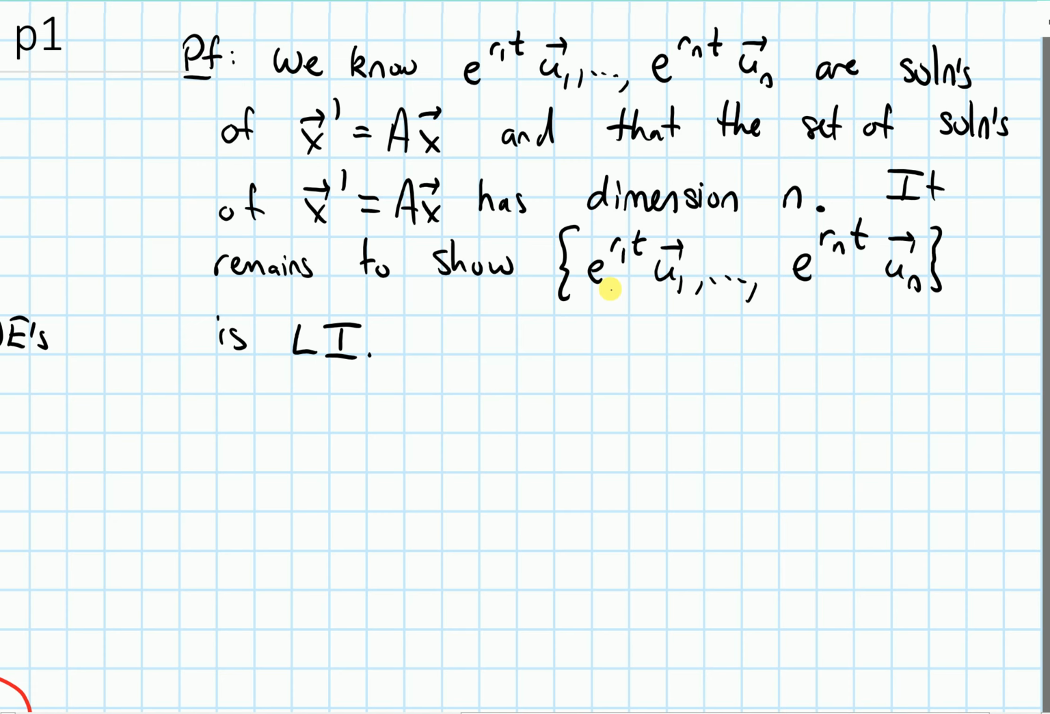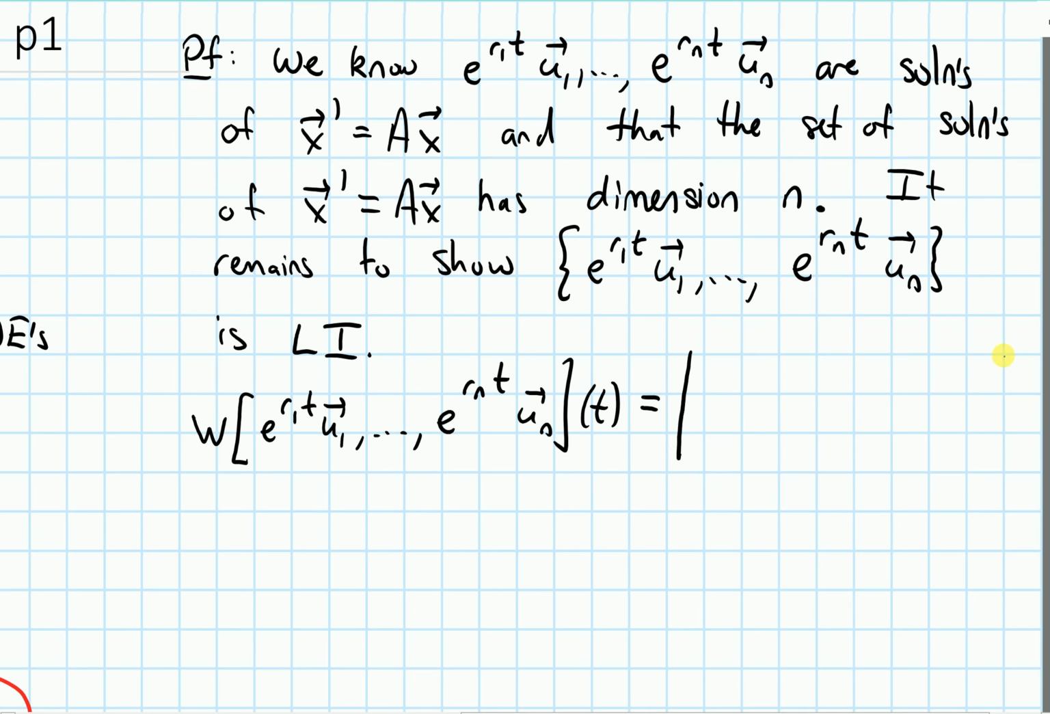Okay, so how do we show a bunch of solutions to a system of ODEs is linearly independent? Well, we can use the Wronskian, which we talked about in a previous video. So let's form the Wronskian of these solutions. So the first one is e to the r1t u1, and then up until the last one, e to the rnt un, evaluated at t, because it's a function of t. So the Wronskian is the determinant, so I'm going to write a vertical line to indicate determinant, and it's the first vector valued function, e to the r1t u1, up until the last one, e to the rnt un. So we're going to take this determinant.